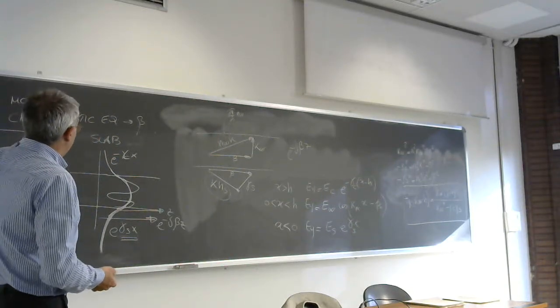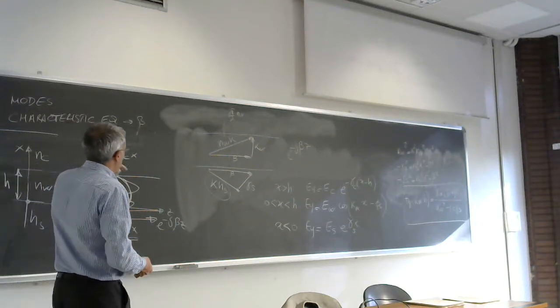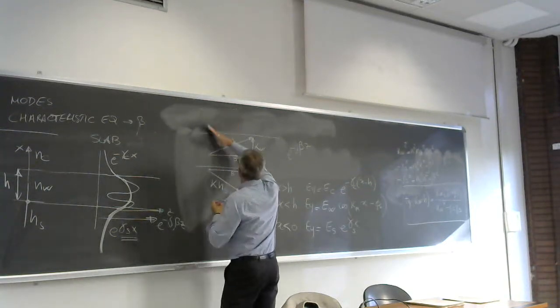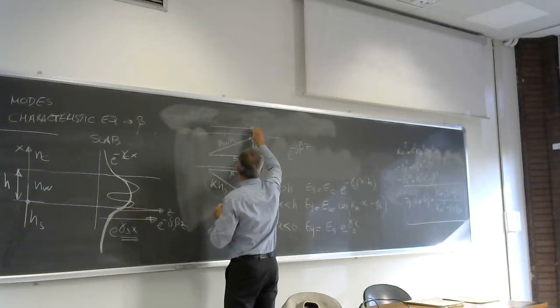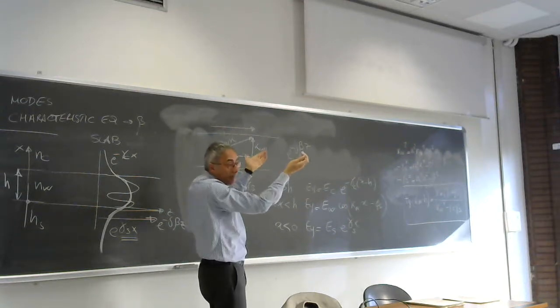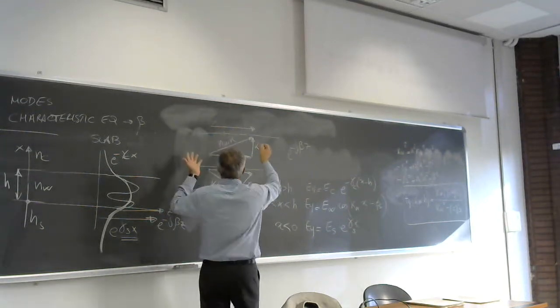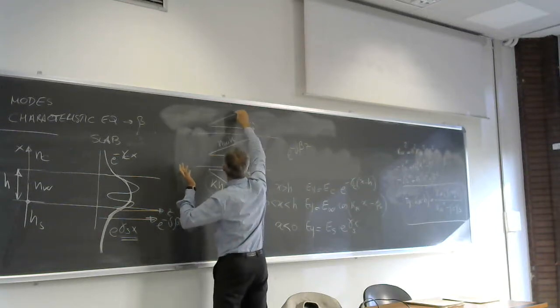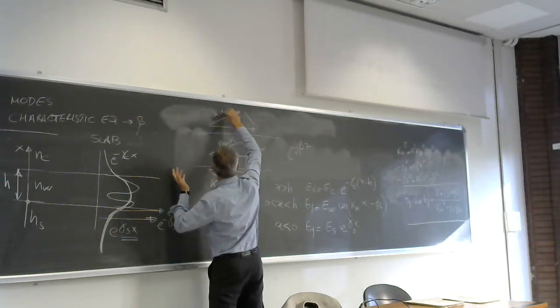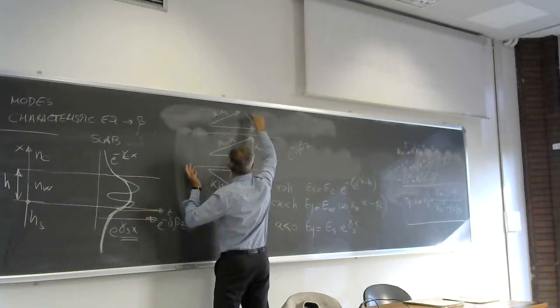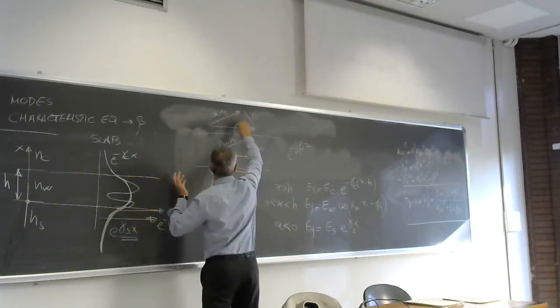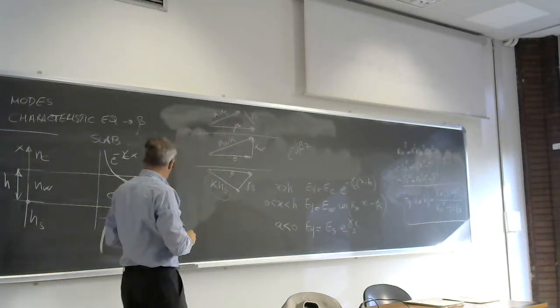I can do the same for the upper part. So we have a beta here, exactly identical to the other one because of the continuity of the field, the gamma, and the wave vector of the cover material. And this is gamma. This is beta.